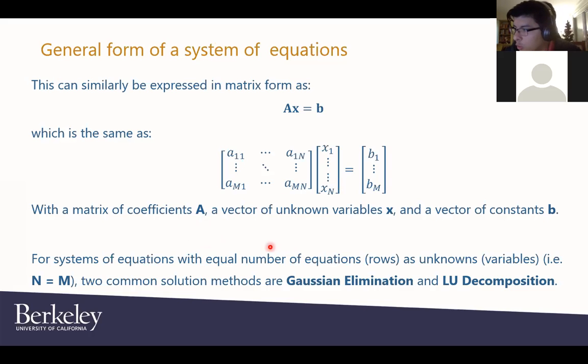All right. So if we have a system that has the same amount of equations as the amount of variables, so n equals m, the two solution methods that we will work on in this project are Gaussian elimination and LU decomposition. So this is important: A has to be a square matrix. M has to be equal to n. So if we have 10 equations, we have 10 unknowns. If we have 20 unknowns, we need 20 equations. Okay.